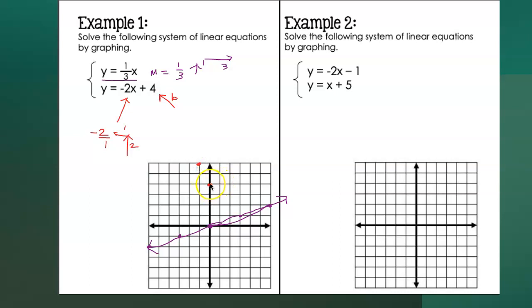So now I'm going to flip it and reverse it. Down 2, 1, down 2, 1, down 2, 1. And there I go. Again, it's not going to be pretty, but here's my not so linear line.